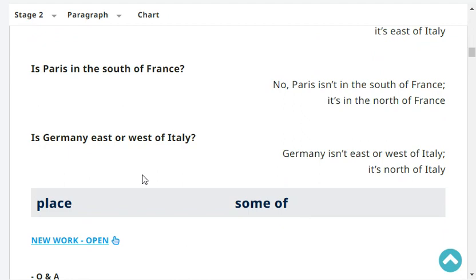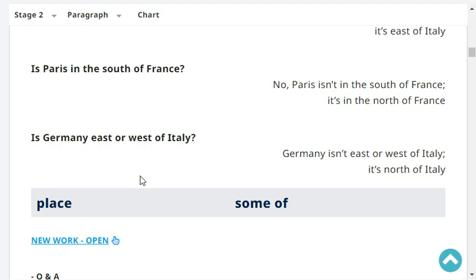Is Paris in the south of France? No, Paris isn't in the south of France. It's in the north of France.